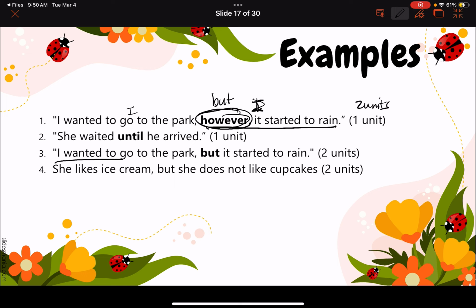So there's the example. I wanted to go to the park, but it started to rain. So that's 2 units. She likes ice cream, but she does not like cupcakes. We have an independent clause and an independent clause. So 2 units there. All right, and we'll practice that a little bit more.